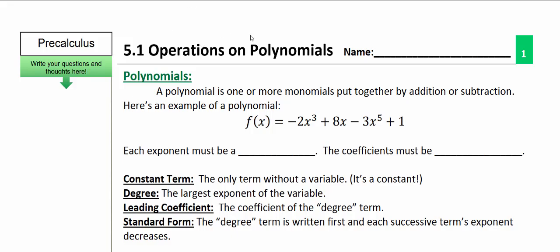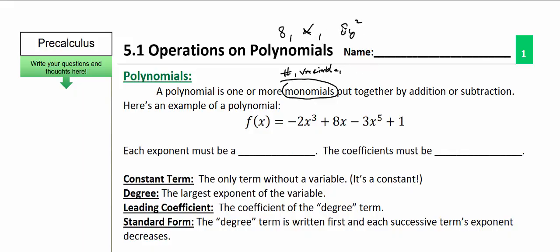Operations of polynomials. Okay, a couple things we're going to do. A polynomial is one or more monomials. Monomials, remember, what is a monomial? It's basically just a number, a variable, or a product of numbers and variables. So like a number like 8, a variable like x, or a multiple of those would be like 8xy squared. Okay, those are all monomials.